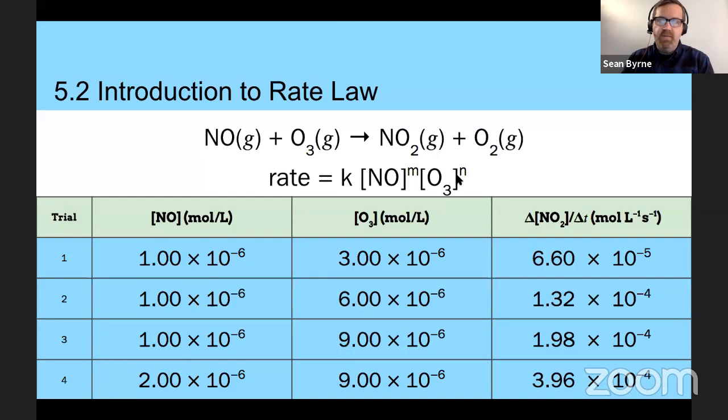I'm actually going to do that in opposite. So I'm going to solve for n first, then m. The exponents you can do in either order, but we need to know our exponents before we can solve for k, and then we can get our units as well.